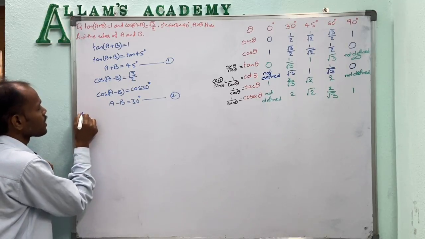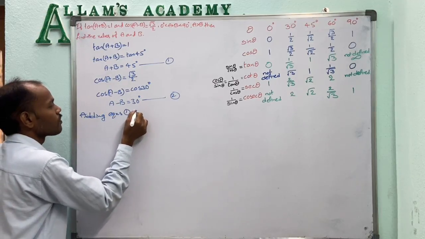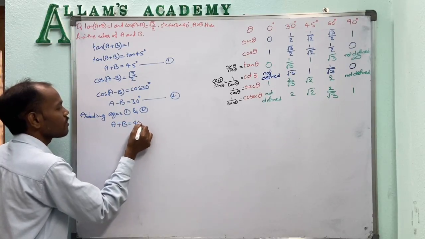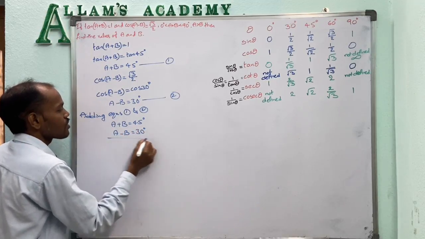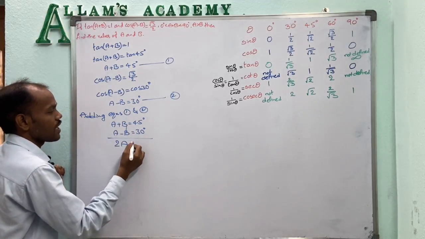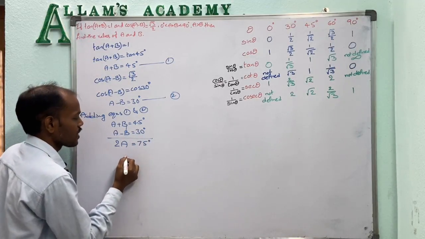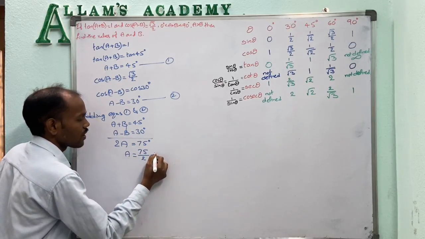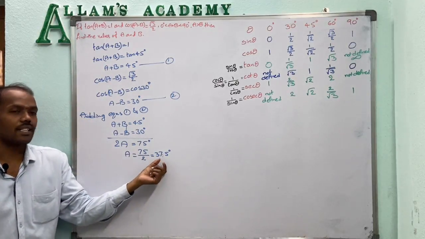For that purpose, adding equations 1 and 2: A plus B equals 45 degrees and A minus B equals 30 degrees. So A plus A equals 2A, and B minus B gets cancelled. 45 degrees plus 30 degrees is nothing but 75 degrees. Then A equals 75 by 2, that equals 37.5. So A is 37.5 degrees.